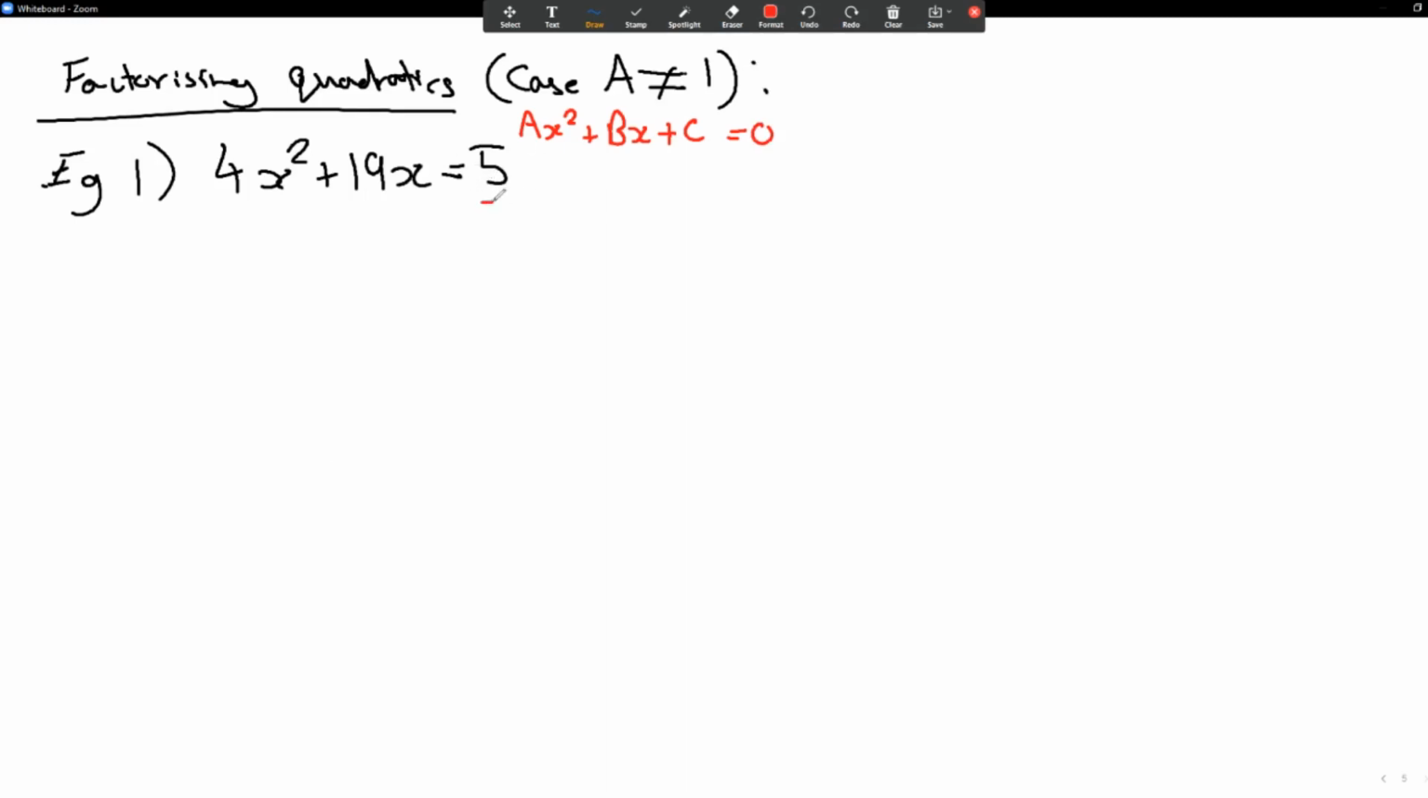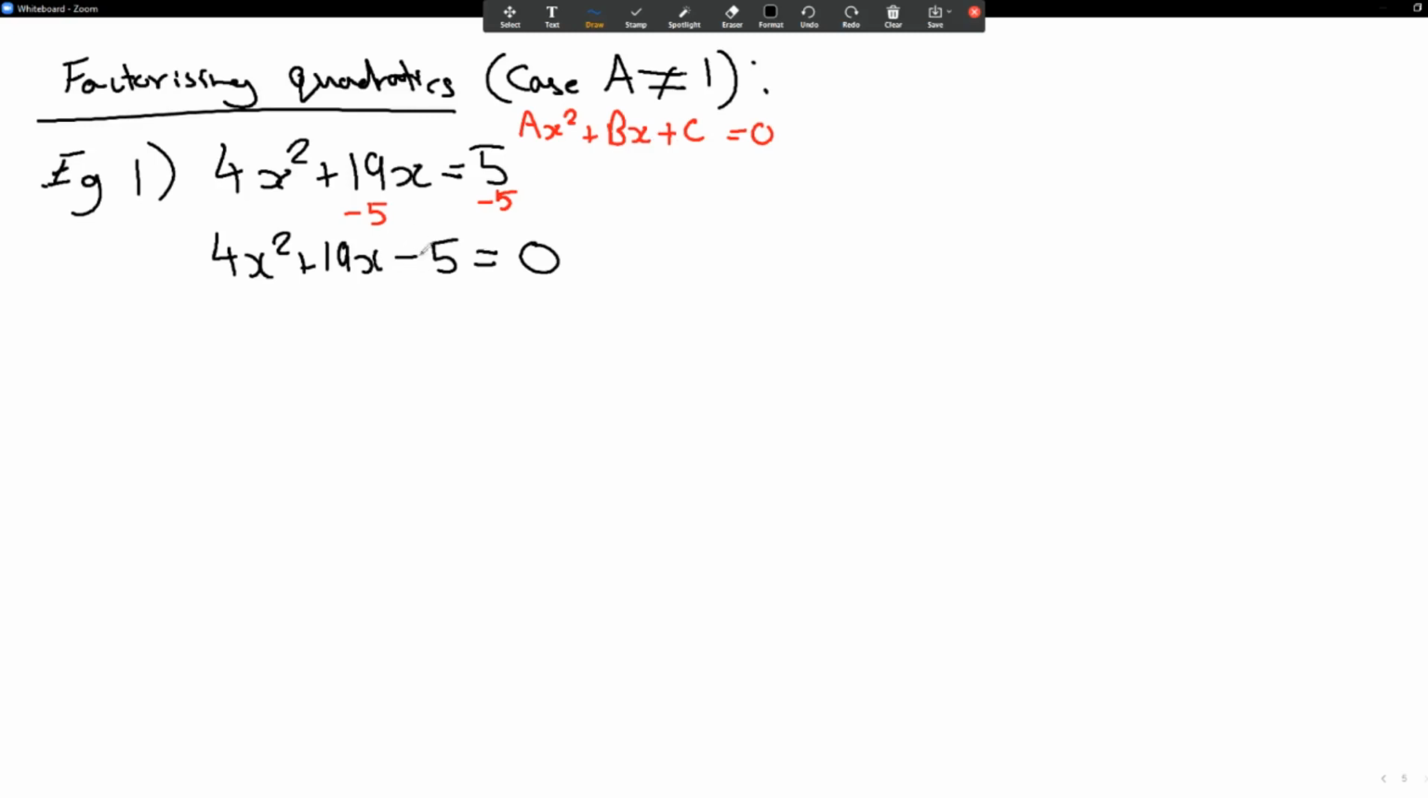So what we can do is subtract 5. 5 minus 5 equals 0. But remember, when we do something to one side of the equation, we have to do it to the other side. So we also have to subtract 5 from this side. And now what we'll get is 4x squared plus 19x minus 5 equals 0, which is in this form here.